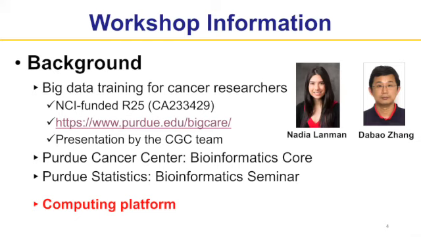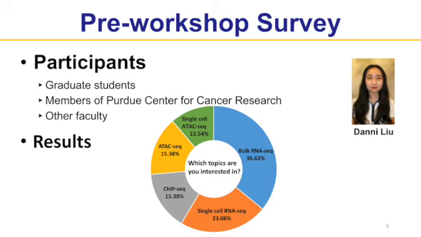Before the workshop, we were trying to determine which topics to cover, since there are so many different types of analysis in the big data world. So we sent out a survey to graduate students, members of Purdue Cancer Center, and some other faculty on campus, to get an idea of what they are most interested in. You can see from the pie chart, among the 5 categories, bulk RNA-seq and single-cell RNA-seq occupy almost 60% of the people who are interested in learning.